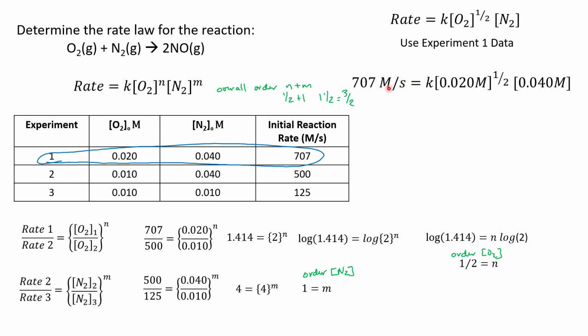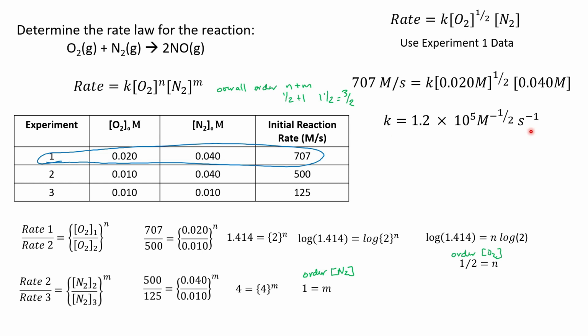So here we have our rate. Again, we don't know k. We have our concentration of oxygen, our concentration of nitrogen. Again, don't forget this 1/2. All we have to do now is plug it into our calculator, solve for k, and we get a value of k of 1.2 times 10 to the 5th.